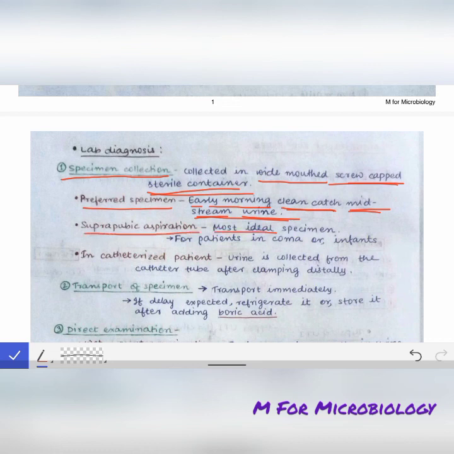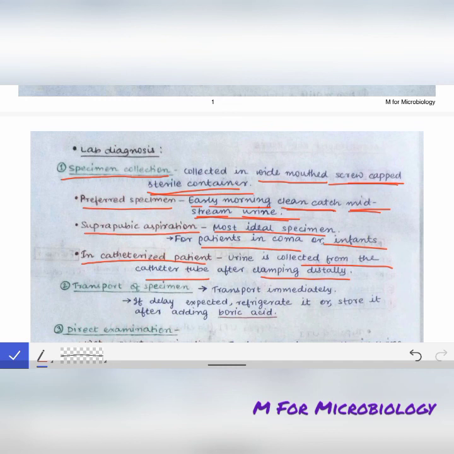Next is the suprapubic aspiration. That is the most ideal specimen, but it is not possible in all cases to do the suprapubic aspiration and get the urine sample, because that is a cumbersome task and an invasive procedure. So although it is the most ideal specimen, it tends to be avoided. This suprapubic aspiration can be used for patients who are in coma or in case of infants. Next, in catheterized patients, urine is collected from the catheter tube. For collection, the catheter tube is first clamped distally, and then we suck the urine from the catheter tube in a sterile manner.